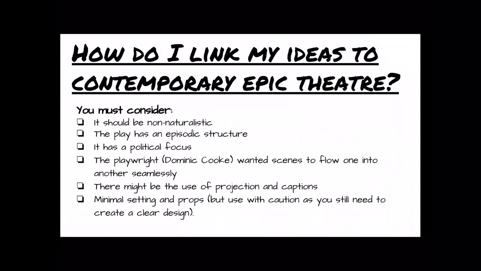The play has an episodic structure, so the scenes are quite short and snappy, and flick between different characters and perspectives. It has a political focus, so your design could link to the context of the play, whether it's Noughts, Crosses and their status in society, the discriminatory behaviour. The playwright, Dominic Cook, wanted scenes to flow one into another, and that's specified. So when you're coming up with your designs, if it's set design or lighting, you're going to want to think of ways that you can really quickly create one scene moving from one to the next. That's important as a designer.